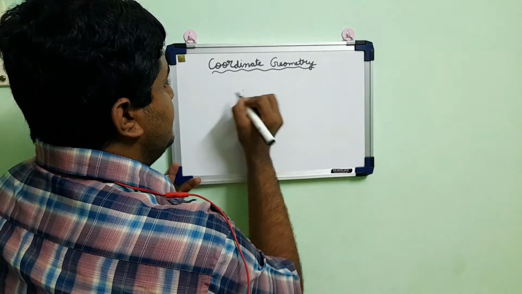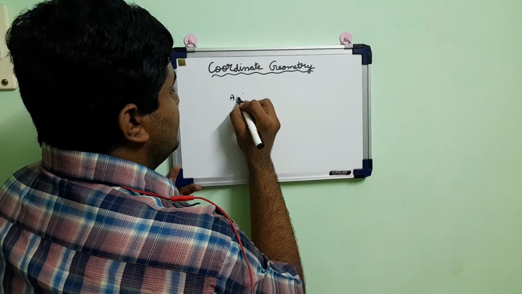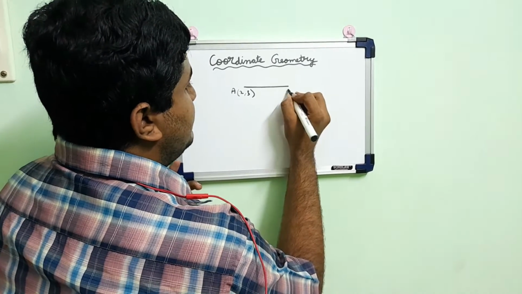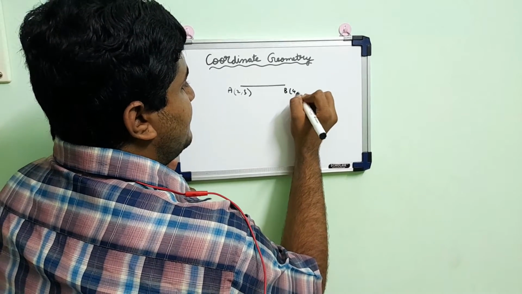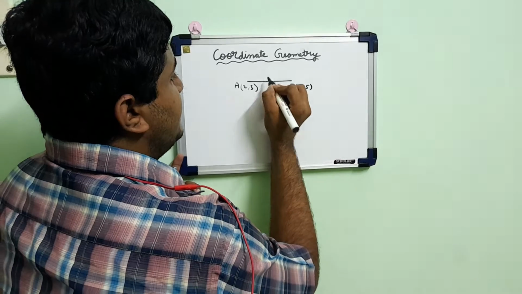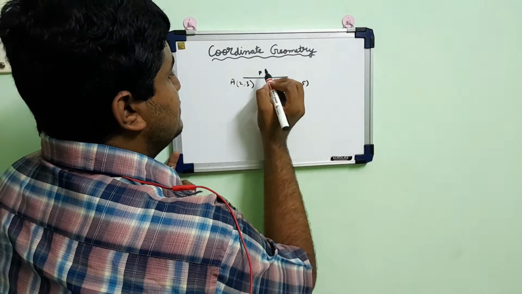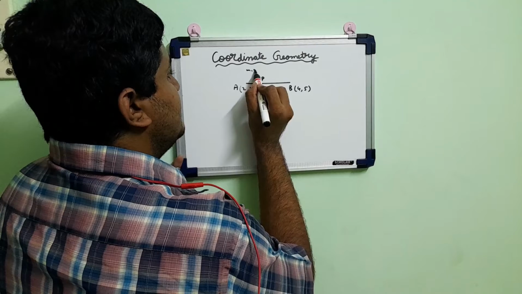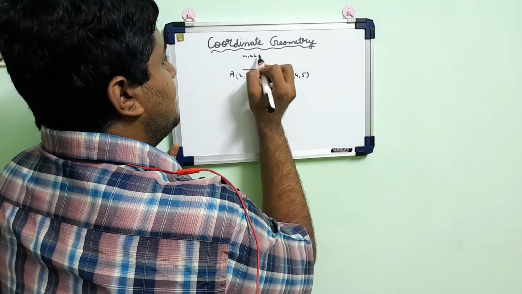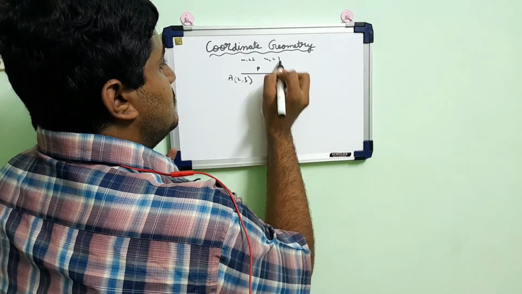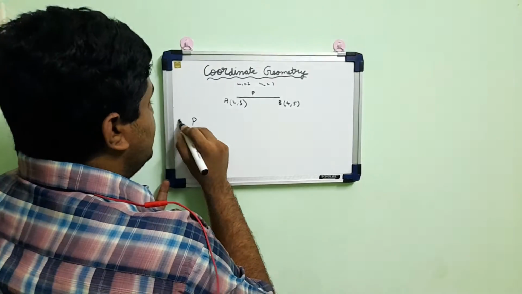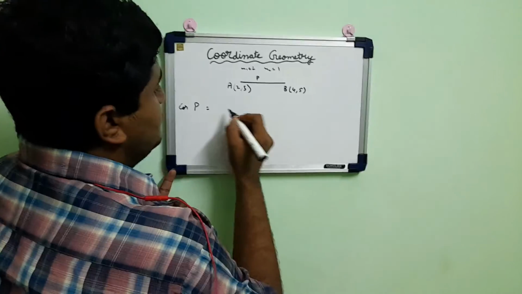First we will draw a line AB, with A having the coordinates (2, 3) and B having the coordinates (4, 5), and P is the point sectioning the line with the ratio m1 equal to 2 and m2 equal to 1. So the ratio is 2 to 1. The point P is cutting AB. Now we will do this with the section formula.